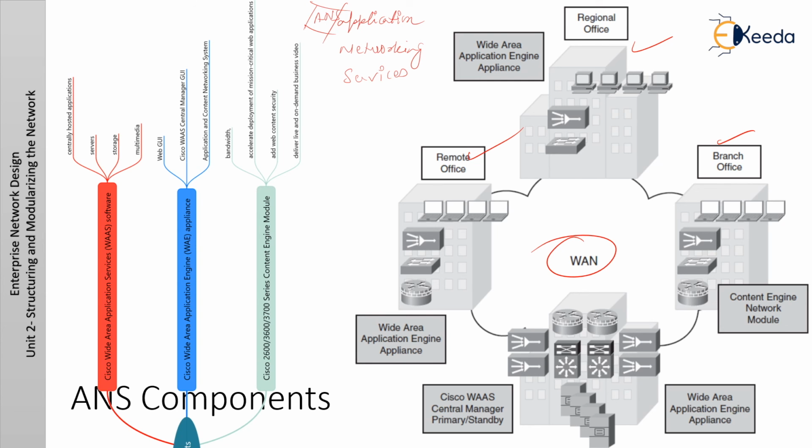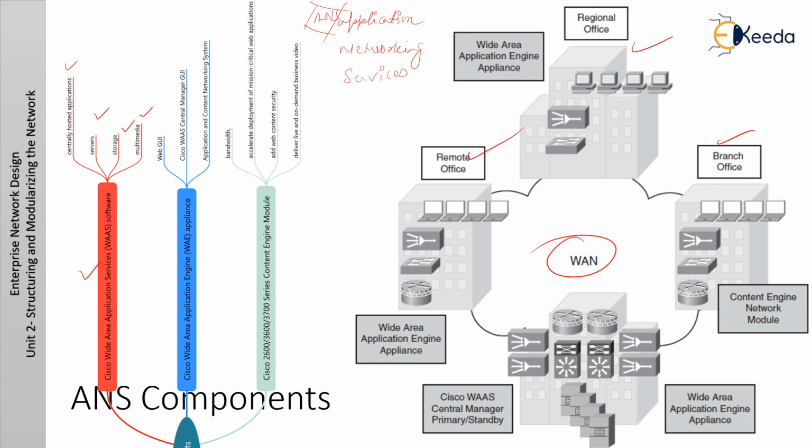ANS components are deployed systematically and symmetrically in the data center and the distant offices. The ANS components in this particular example is Cisco Wide Area Application Service. Okay, first thing is Cisco Wide Area Application Services, WAAS software. Cisco WAAS software gives remote office LAN-like access to centrally hosted application servers, storage, and multimedia. These are the accesses. Okay.